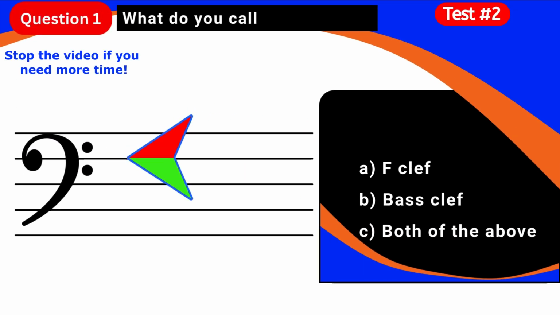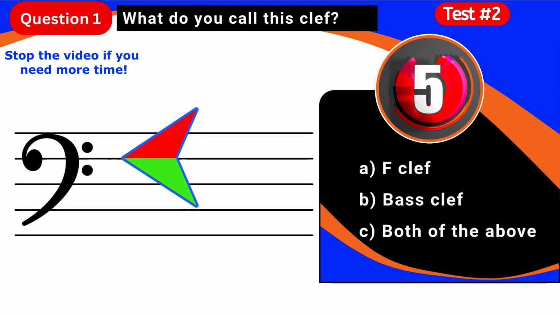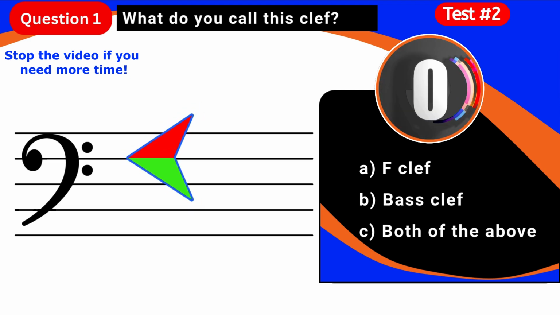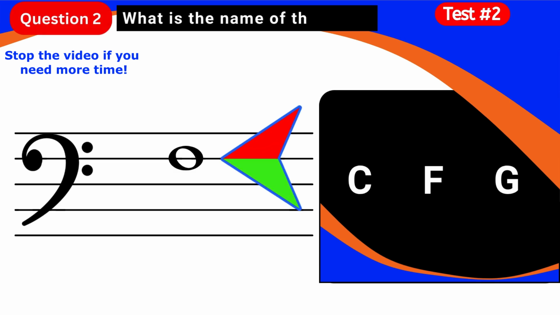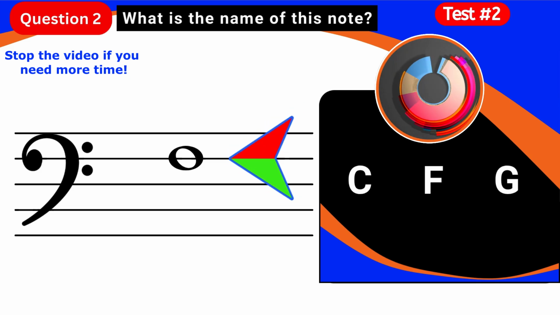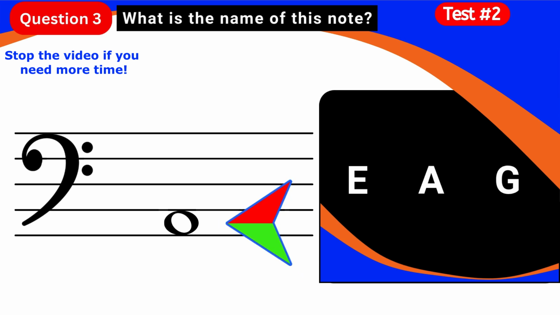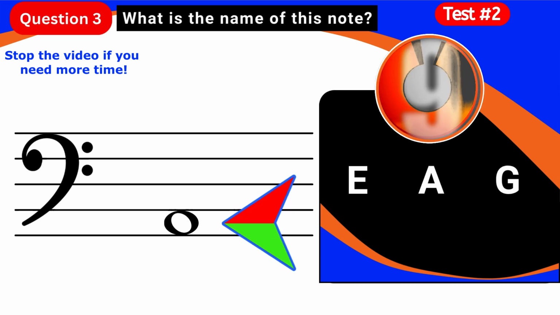Question number 1. What do you call this clef? A, the F clef, B, the bass clef, or C, both of the above? Question 2. What is the name of this note? C, F, or G? Question 3. What is the name of this note? E, A, or G?